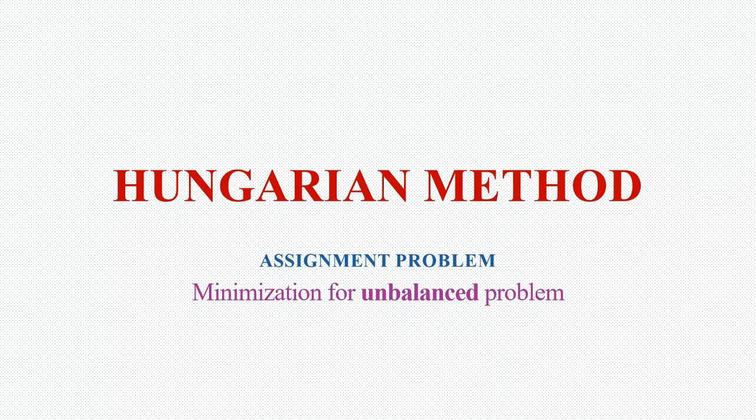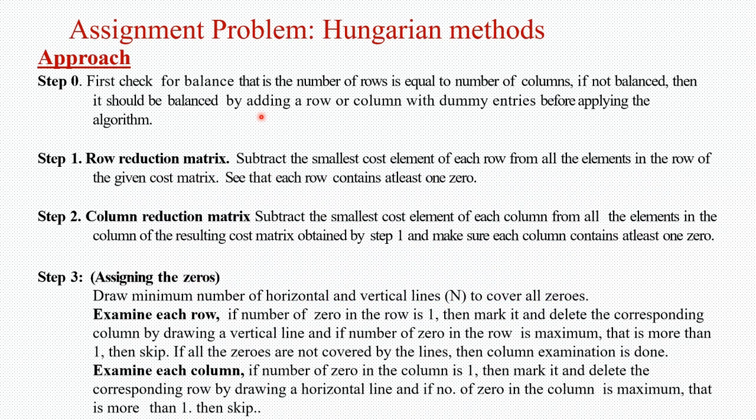Approach. First, check for balance, that is, the number of rows is equal to the number of columns. If not balanced, then it should be balanced by adding a row or column with dummy entries before applying the algorithm. Step 1. Row reduction matrix.